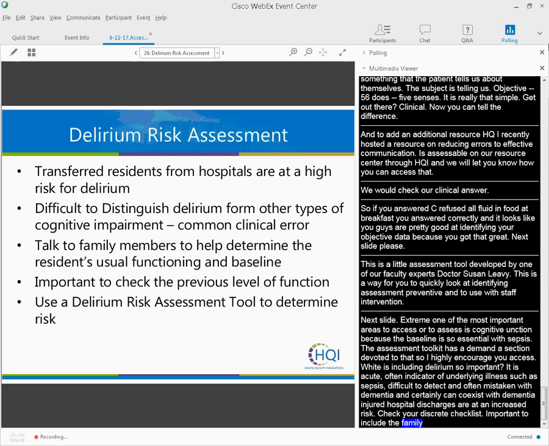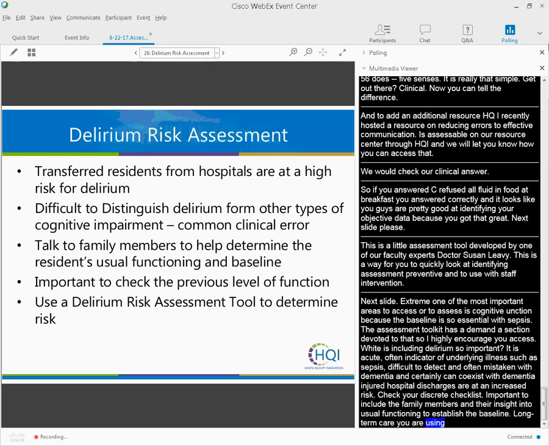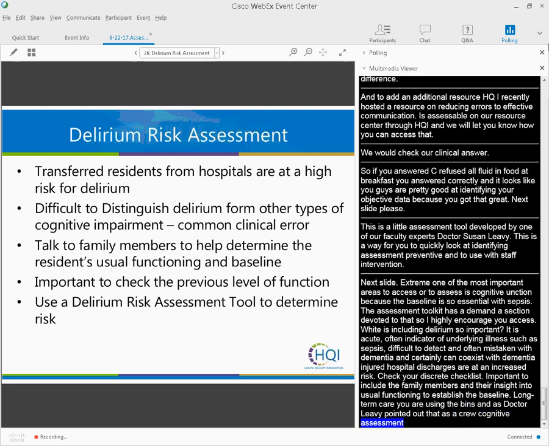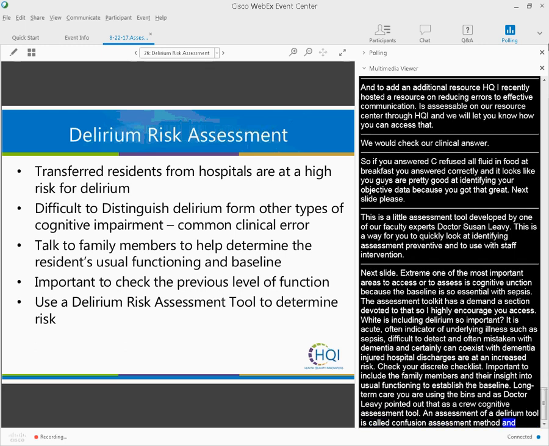In long-term care, you're using the BIMS, and as Dr. Levy's pointed out on past webinars, that's a crude cognitive assessment tool. An example of a delirium screening tool is called a CAM, which stands for Confusion Assessment Method, and you can access a lot of resources online for it.